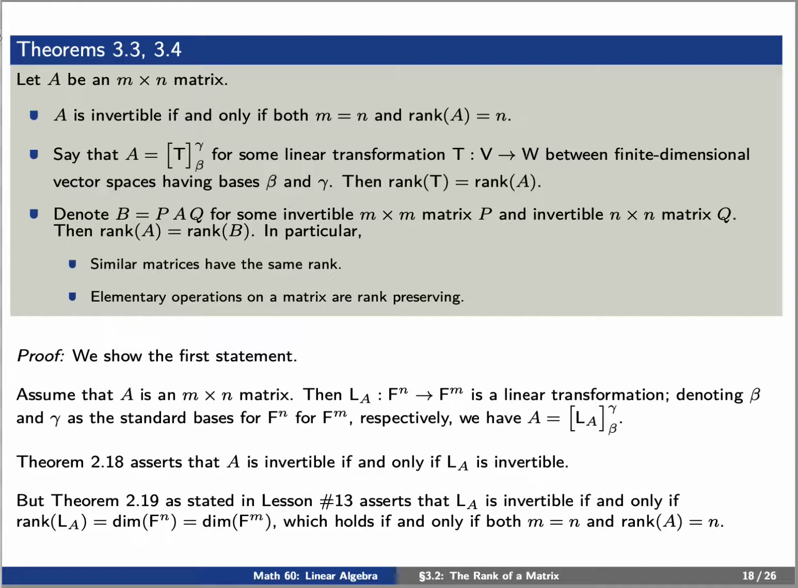But we found from before that a linear transformation is invertible if and only if its rank equals the dimension of the domain, which equals the dimension of the codomain. However, the dimension of the domain is n and the dimension of the codomain is m, so we must have m equals n. Also, the rank of the left multiplication is by definition the rank of A, so we see that this double equality holds if and only if both m equals n and the rank of A equals n.